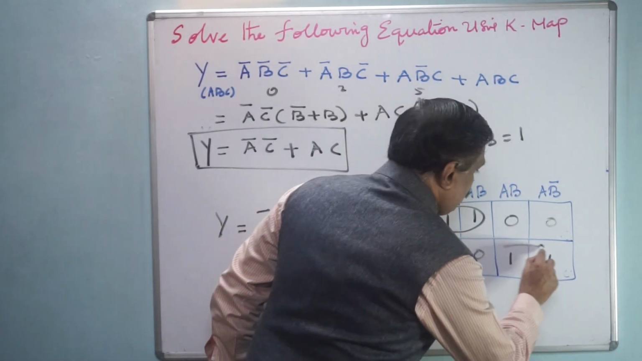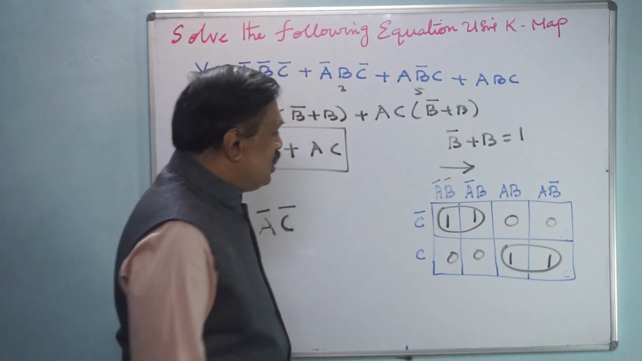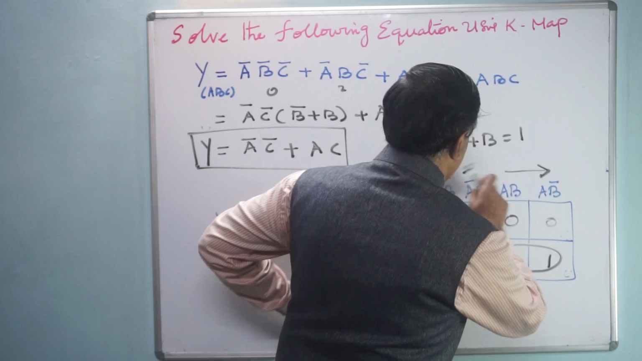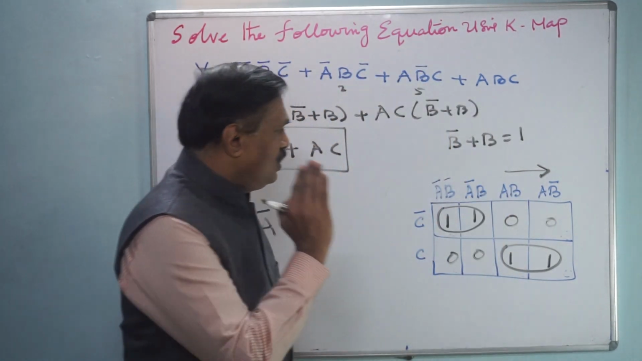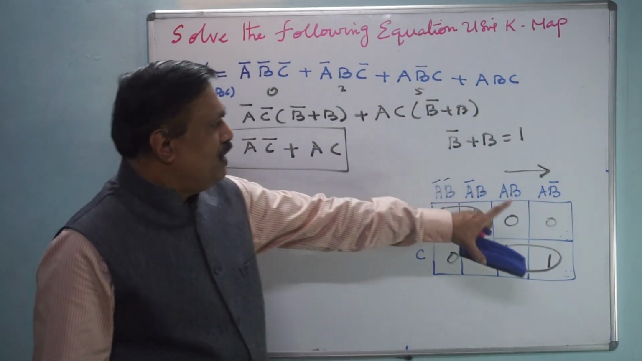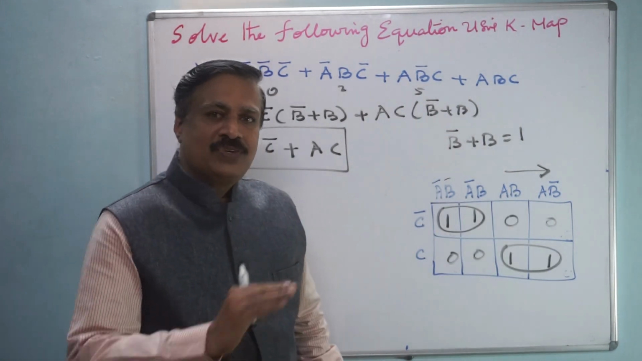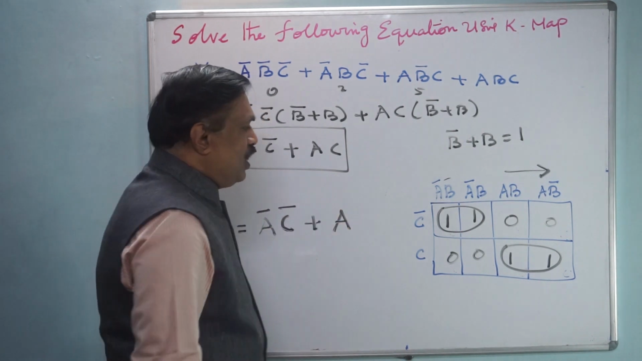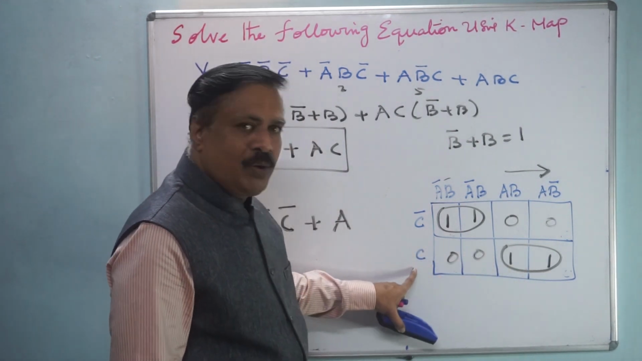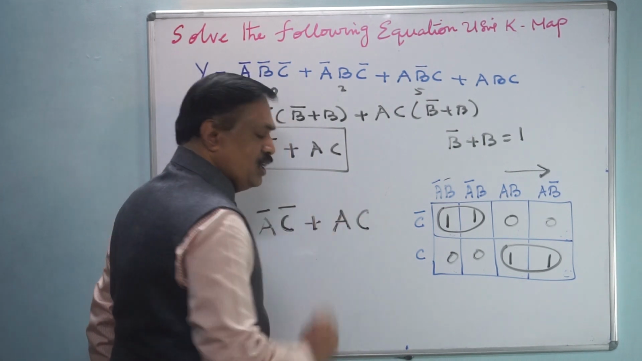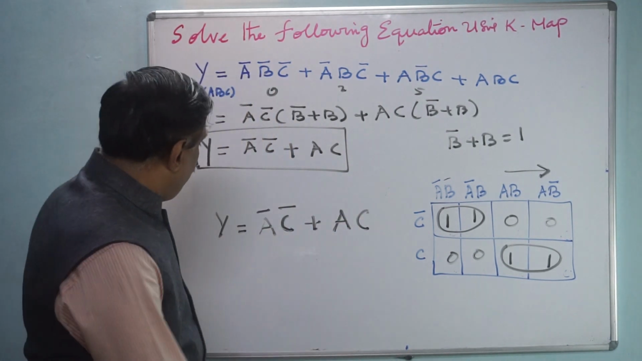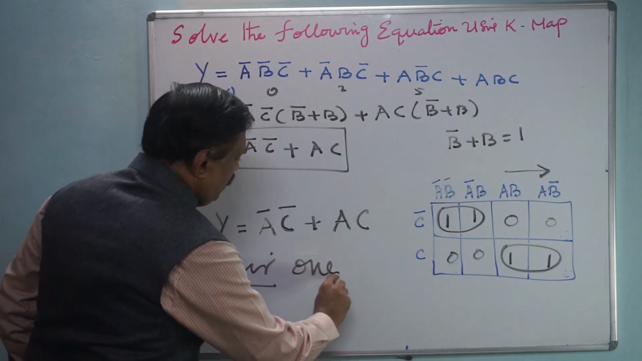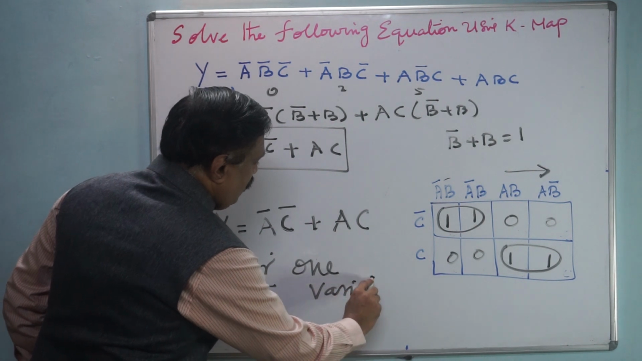Now here this pair. Here also, first you see in this, it is a row only. Therefore in this row, which is common? A is common and B is changing to B bar. Therefore you write A. And for these two ones, C is common. Therefore you have to write C. As I told you, a pair can eliminate one variable.